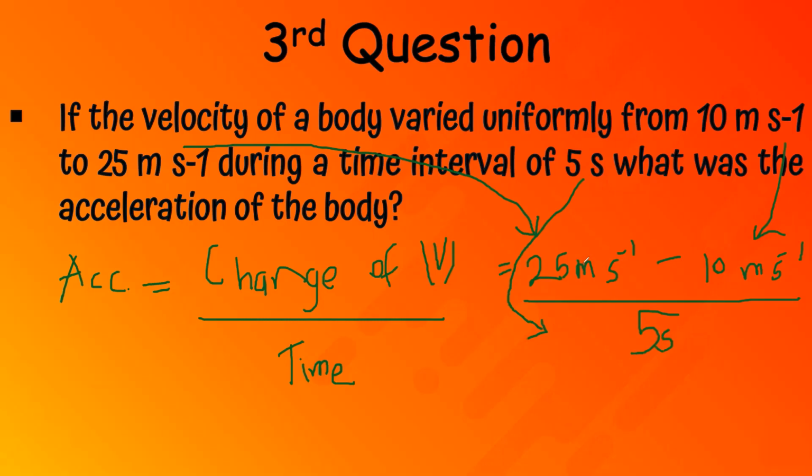So the difference of this is 15, and 15 divided by 5 equals 3. Acceleration equals 3 meters per second squared.